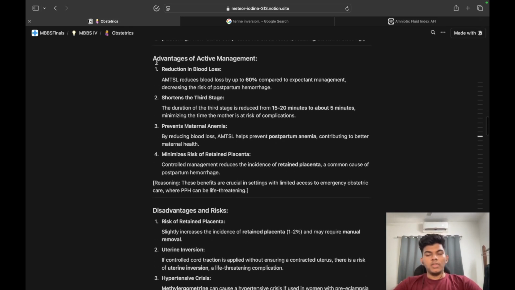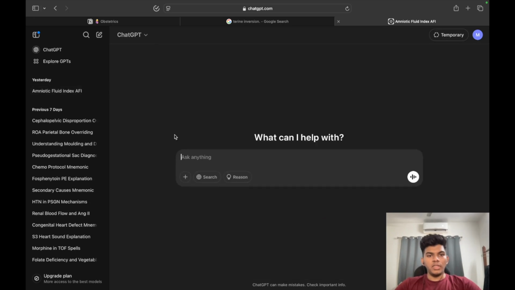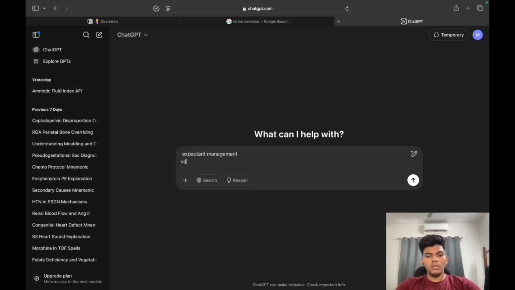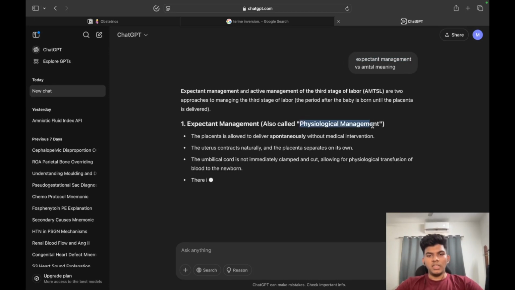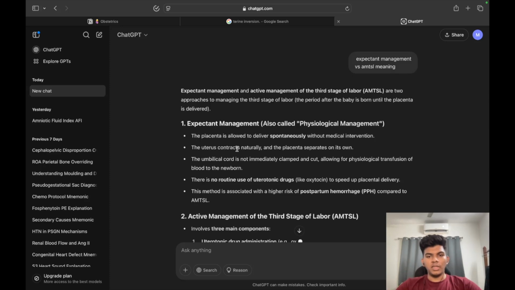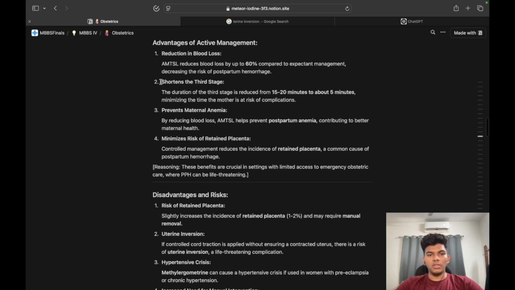And oxytocin is preferred. Advantages: reduction of blood loss. AMTSL reduces blood loss by up to 60% compared to expectant management, decreasing the risk of postpartum hemorrhage. Expectant management is mostly the normal, physiological thing, where you leave it without any kind of intervention. But in AMTSL, you are actively managing it.